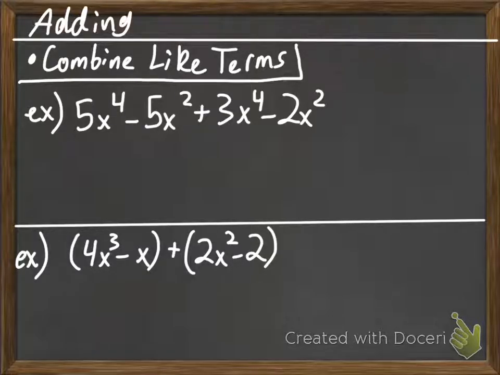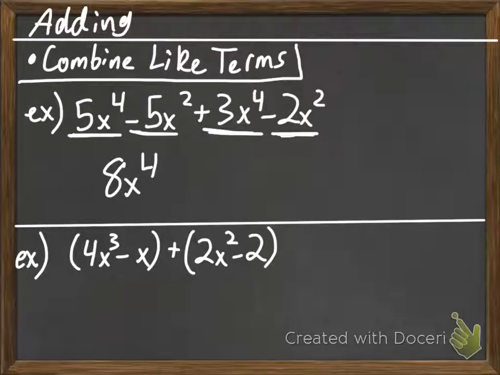So let's look, and we have 5x to the fourth and 3x to the fourth. We're going to combine those terms, and it's 5x to the fourth plus 3x to the fourth, and we get 8x to the fourth. Now we have a negative 5x squared and a negative 2x squared. Negative 5x squared minus 2x squared is negative 7x squared.